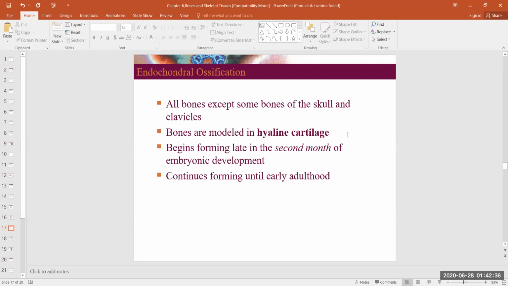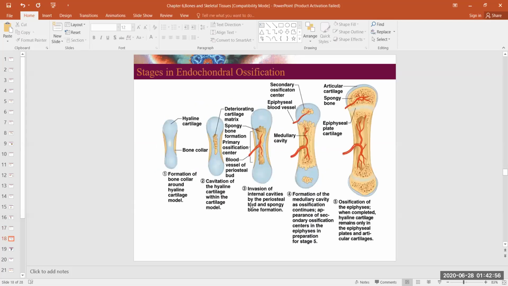You will see that. So bones are modeled in hyaline cartilage, beginning to form late in the second month of embryonic development, which means 8 weeks. They continue forming until early adulthood. So your bone is growing until you are around 25 years old, but after puberty it slows down a lot. So let's see the stages in endochondral ossification here.